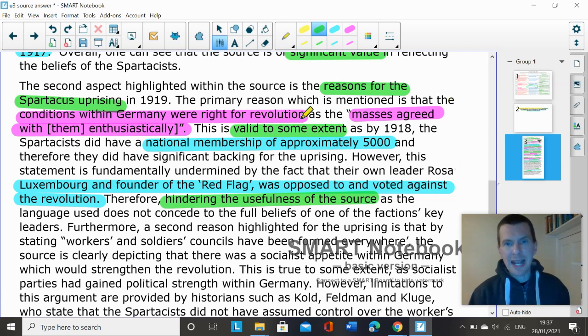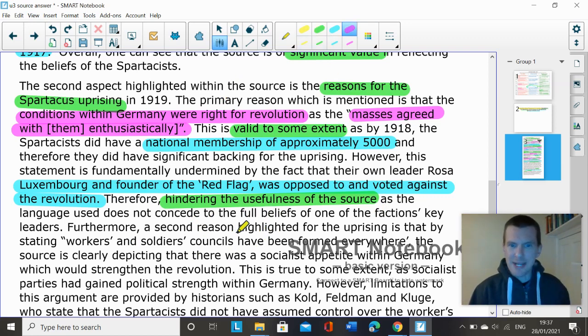So when the source claims this, it's kind of true. They must have thought they had some support, but it's not completely true. And probably what they were doing in that manifesto is saying, "Oh yes, everyone supports us," in order to encourage their supporters to rise up, and in order to encourage more people to support them, which is a point they could have made here, but they've moved on.